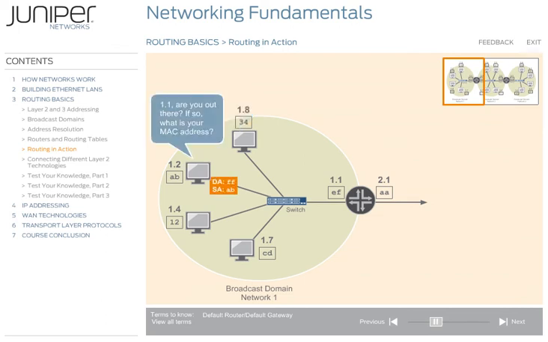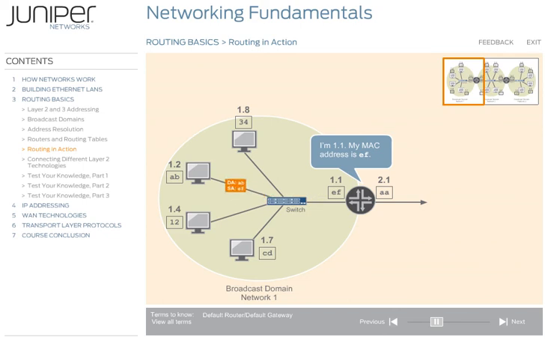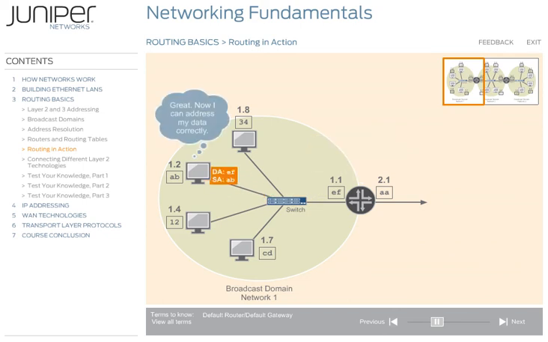If it doesn't know the router's MAC address, it sends out an address resolution request to determine it. The router will respond with its MAC address. Then, PC 1.2 will be able to address its data to the router, so that the router can figure out how to forward it on to Network 3.